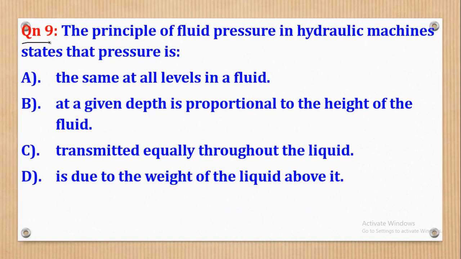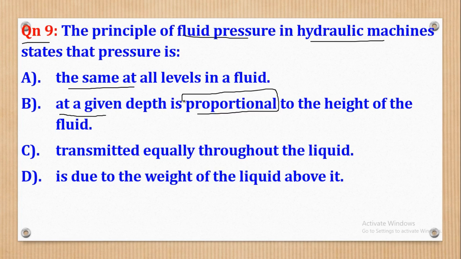Now we shall go to question 9, which says the principle of fluid pressure in hydraulic machines states that pressure is: option A, the same at all levels in a fluid; option B, pressure at a given depth is proportional, notice the word proportional, to the height of its fluid; option C, transmitted equally throughout the liquid; and option D, due to the weight of the liquid above it.